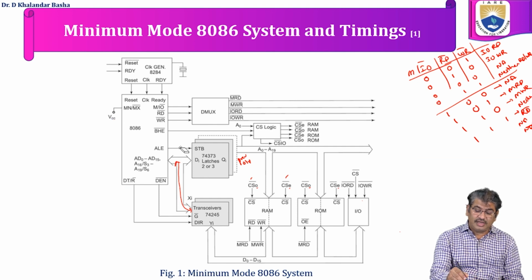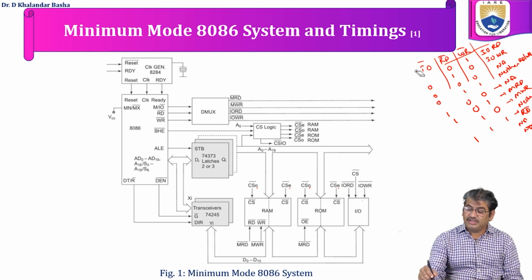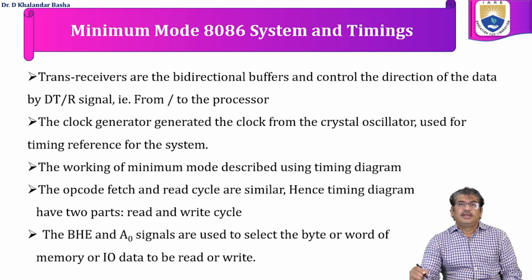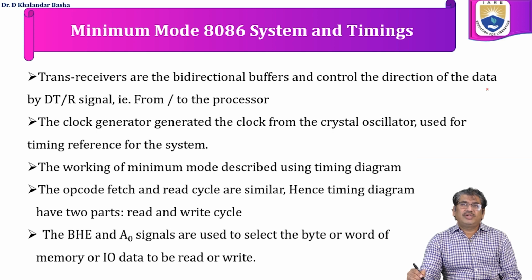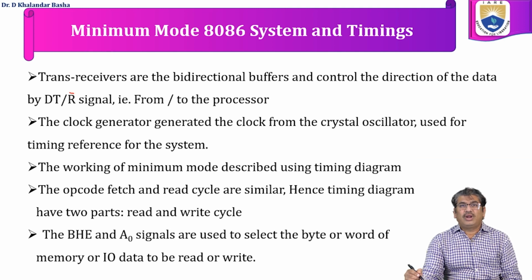When the processor is in minimum mode, only one processor will exist at any point, that is, the 8086 single processor will be there. The transceivers are bidirectional buffers and control the direction of the data bus by the DT/R bar signal, that is, from the processor or to the processor. The clock generator generates the clock from the crystal oscillator, used as a timing reference for the system. The working of minimum mode is described using the timing diagrams for both a read cycle and a write cycle.